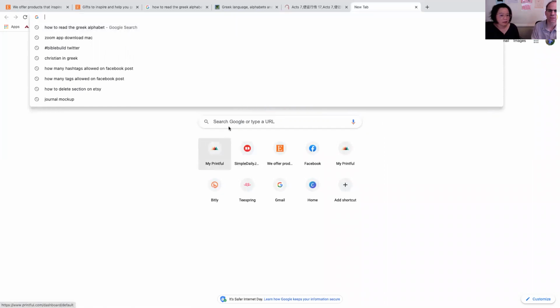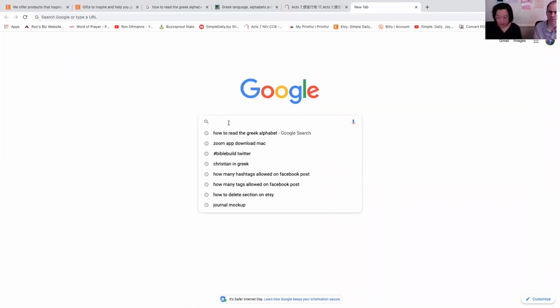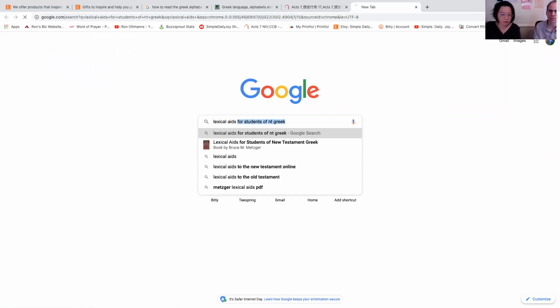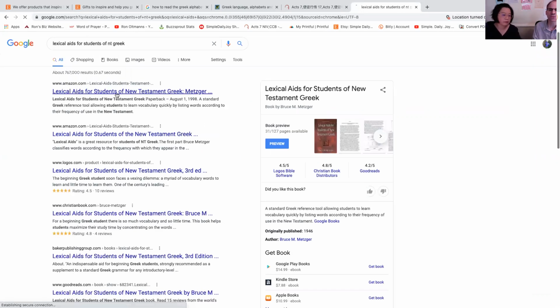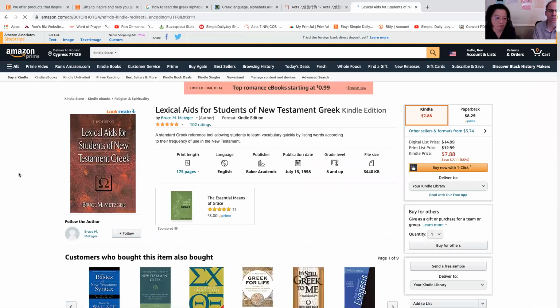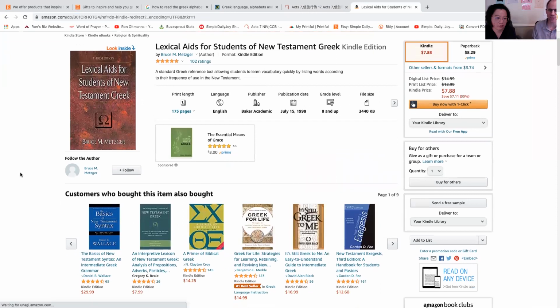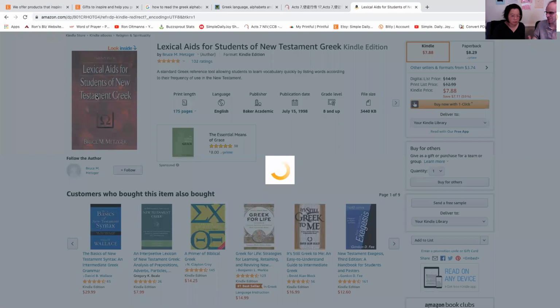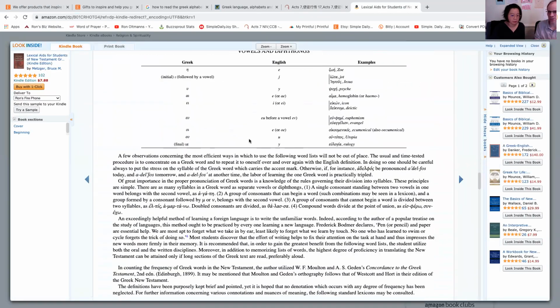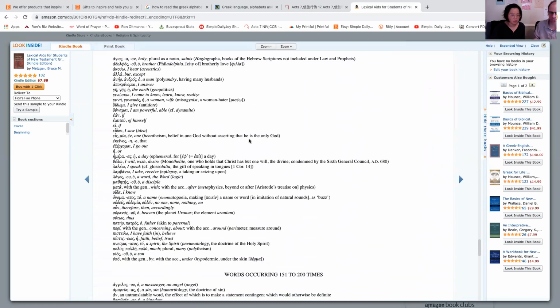It's by Bruce Metzger. It's called Lexical Aids for Students of New Testament Greek. There you go. This is a book you can get on Amazon. It's very thin, but it lists all the words in the Greek New Testament in order of frequency of occurrence. So you can find out the most common words, the ones at the very front of this book. You can learn words like eimi, which is very common at the beginning, or words like life, and faith, and things like that.